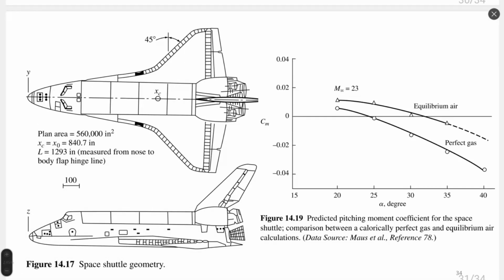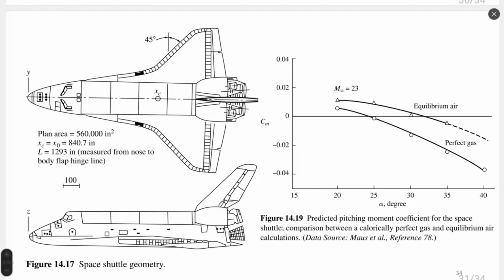Here we have the same task, but with the momentum coefficient calculated. You can see that there are two calculations of momentum coefficient, which is extremely important for control of flight vehicle. You can see that for equilibrium air and for perfect gas, behavior of momentum coefficient is similar, but the value is very different.